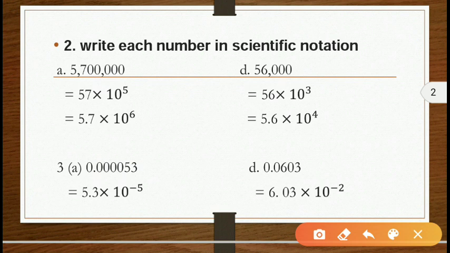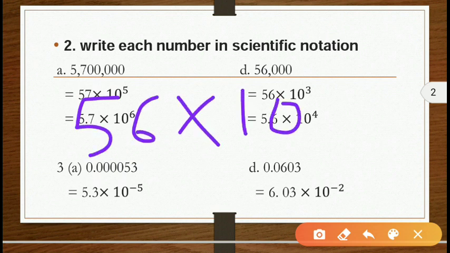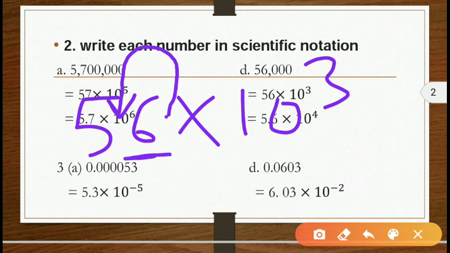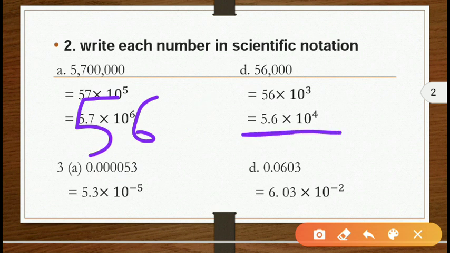Next question is 56 followed by 3 zeros. This can be written as 56 into 10 to the power 3. Why 10 to the power 3? Because there are 3 zeros. Now suppose it is 56 into 10 to the power 3. Let's suppose there is a decimal and you want to shift this decimal in between 5 and 6. So how many numbers have you crossed? You have crossed only one number. So this power will be increased by 1. That means 5.6 into 10 to the power 4.